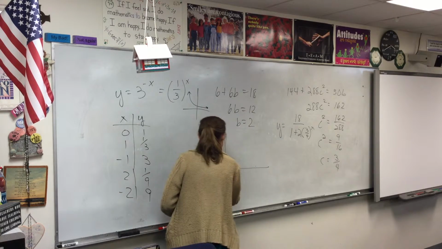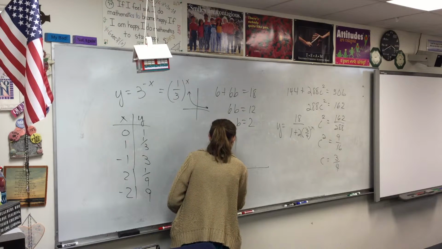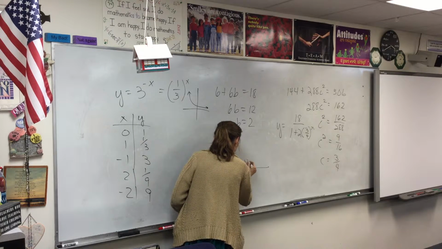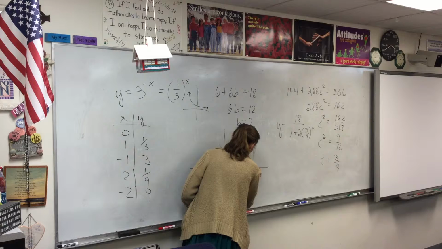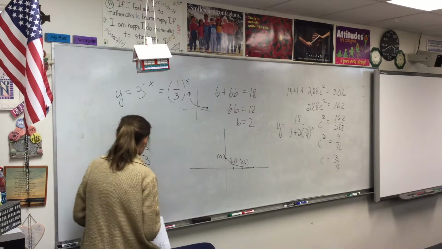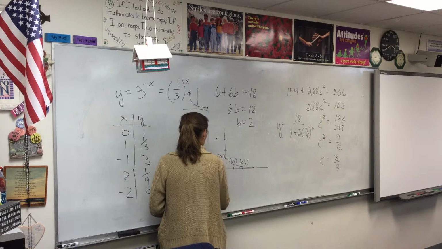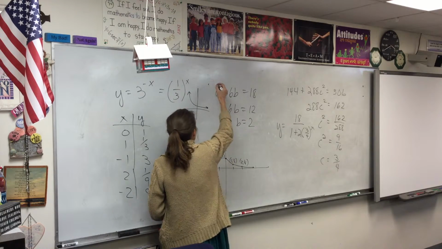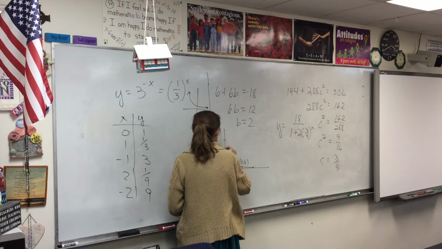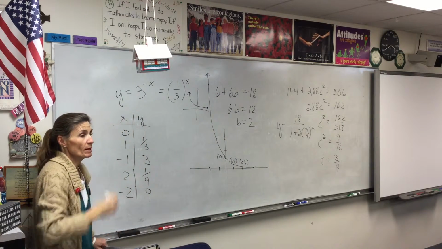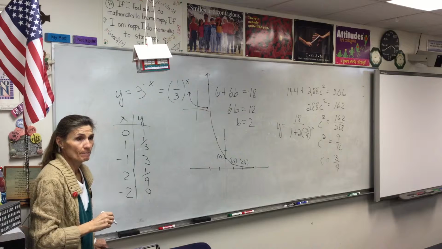So let's see what happens. So here's 0, 1. And it was 1, 1/3. And 2, 1/9. So you can see what's happening here, right, Bailey? Those are getting littler. And then negative 1 was 3. Negative 2 was 9. So there it is. It's the shape we thought it would be. We just plotted some points and made it better.